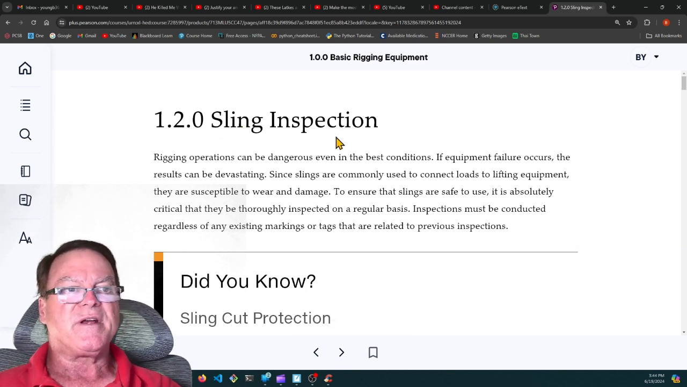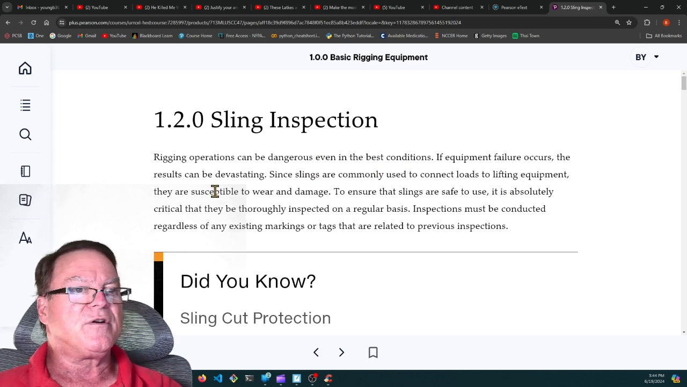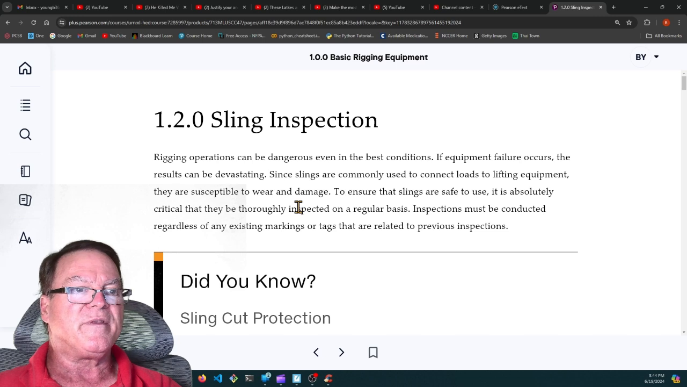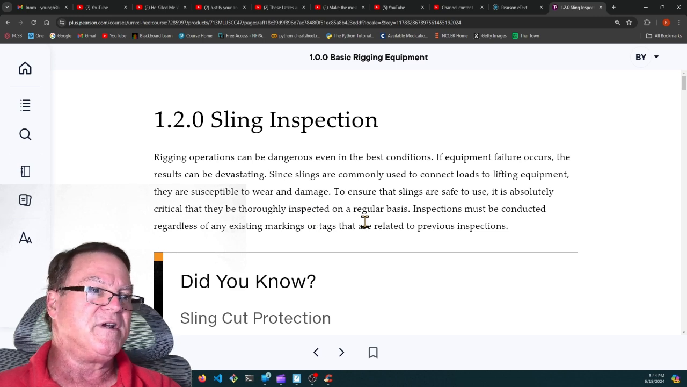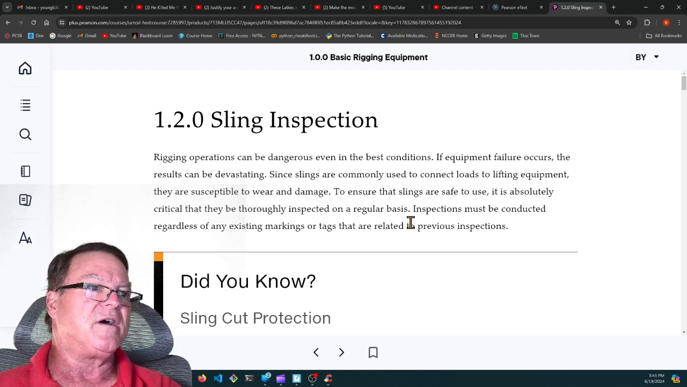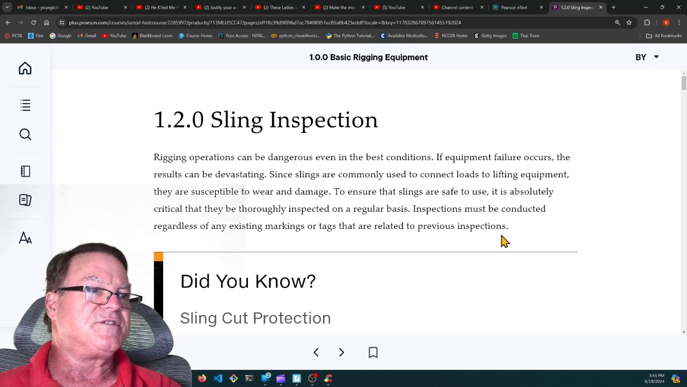1.2.0 Sling Inspection. Rigging operations can be dangerous even in the best of conditions. If equipment failure occurs, the results can be devastating. Since slings are commonly used to connect loads to lifting equipment, they're susceptible to wear and damage. To ensure that slings are safe to use, it's absolutely critical that they be thoroughly inspected on a regular basis. Inspections must be conducted regardless of any existing markings or tags that are related to previous inspections.